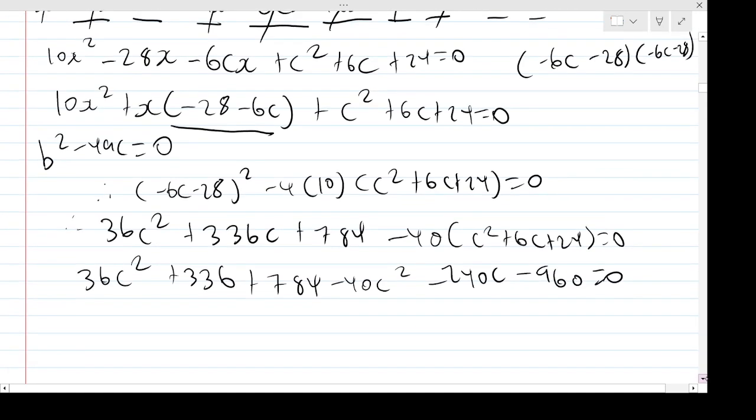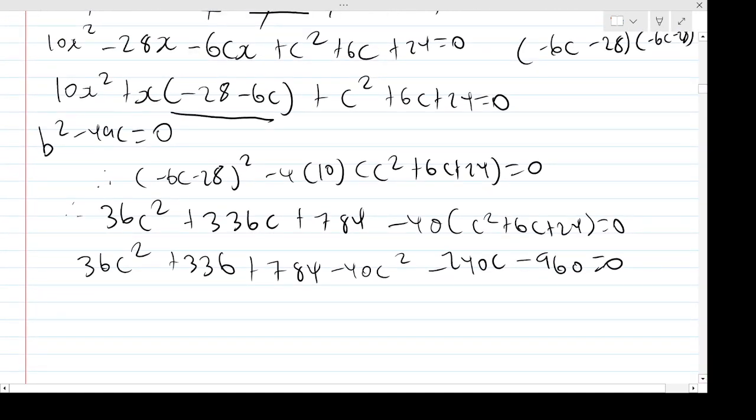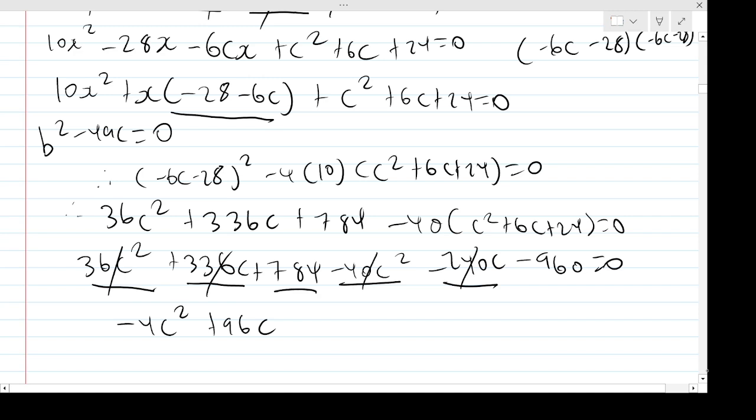And again, now you can see it's a quadratic for c. So let's collect all the terms together. So 36c squared minus 40 is minus 4c squared. Cool. Then 336c and then minus 240c. That gets me 336 take away 240 is plus 96c. Cool. Then we lastly have 784 minus 960. That gets me minus 176 equals 0.